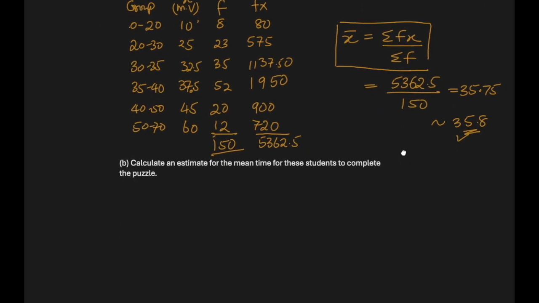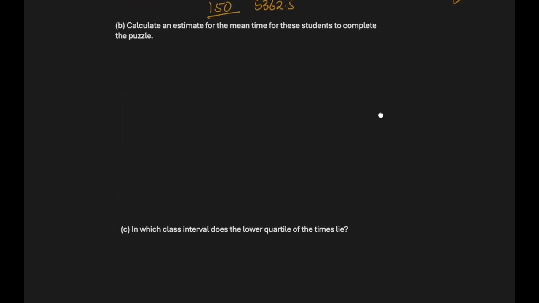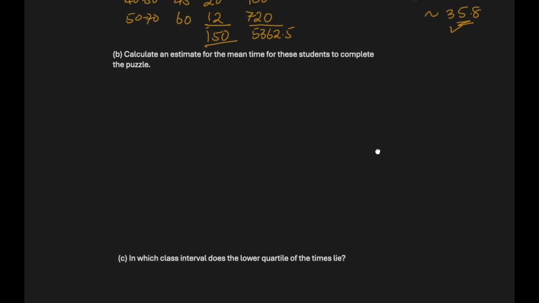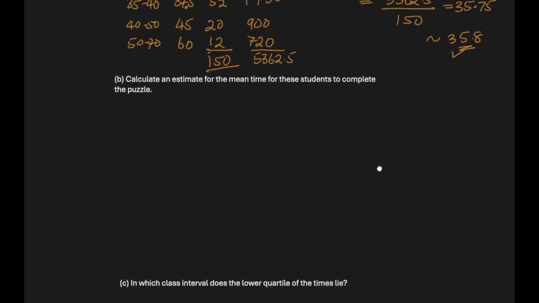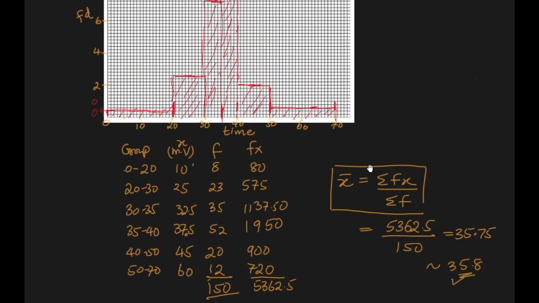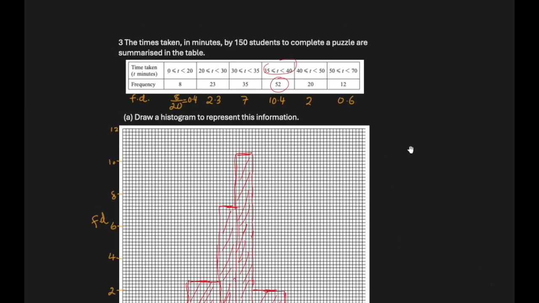Okay, let's go to the next one. Calculate an estimate for the mean, done. In which class interval does the lower quartile of the times lie? Since they are asking only the class interval, no need to go to the cumulative frequency graph. We will just see where the lower quartile is. Lower quartile is 1/4 of sigma f, the total frequency, which will be 1/4 of 150, which is 37.5. So in which interval is the 37.5th item lying?